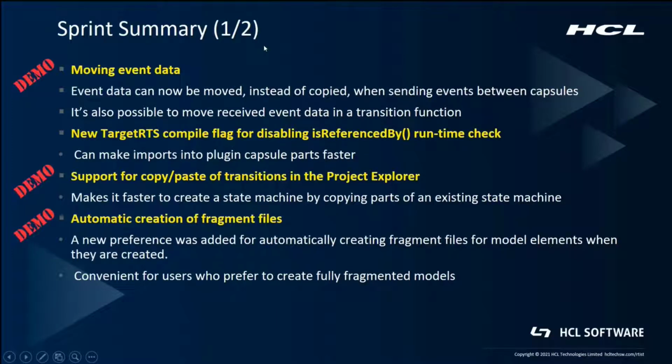So we have in this sprint worked on implementing support for moving event data as an alternative to copying event data. When you're sending an event between two capsules, you can now choose to move the data. And this is also true when you are receiving event data in a transition function and want to move it to, for example, a capsule attribute.